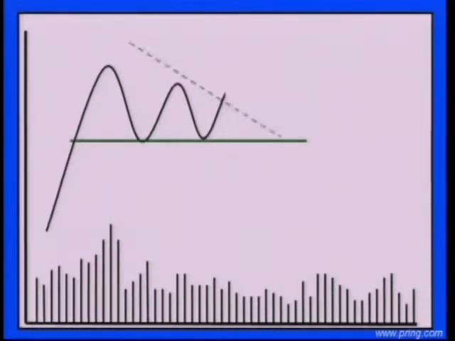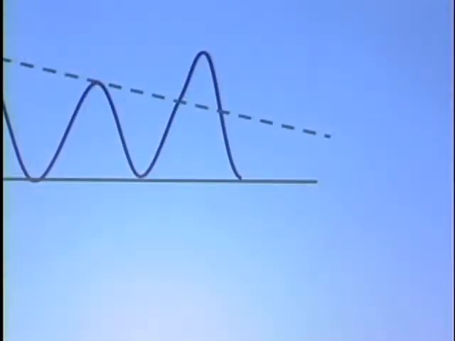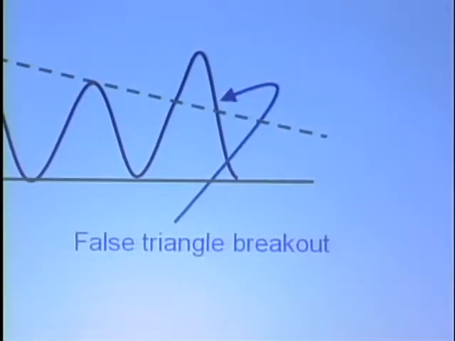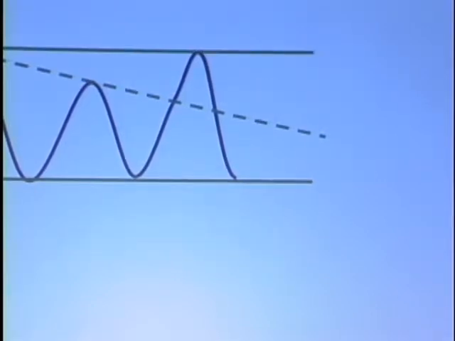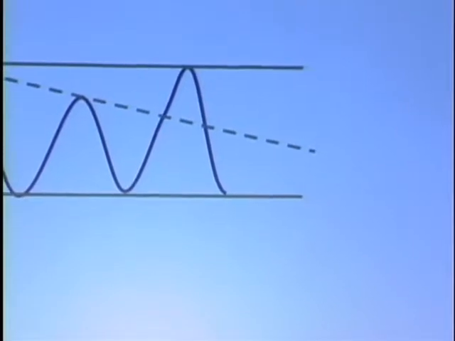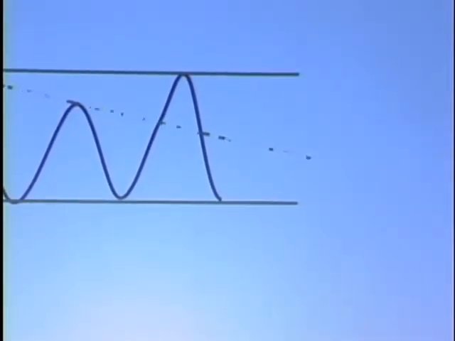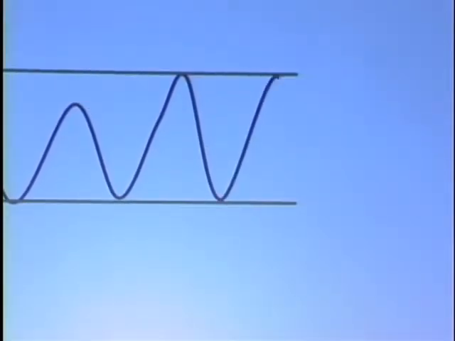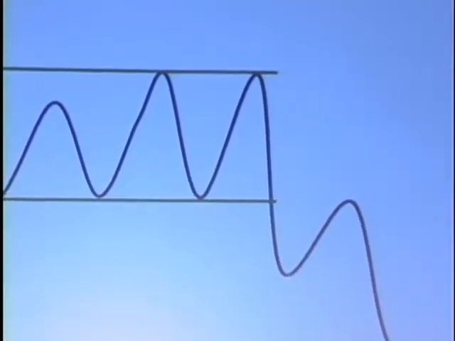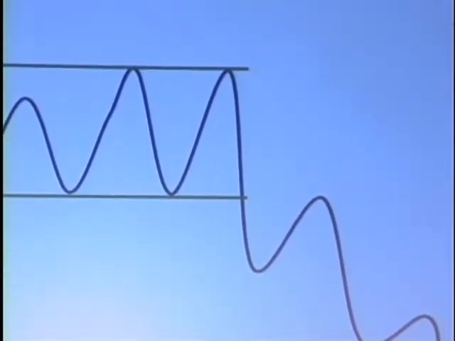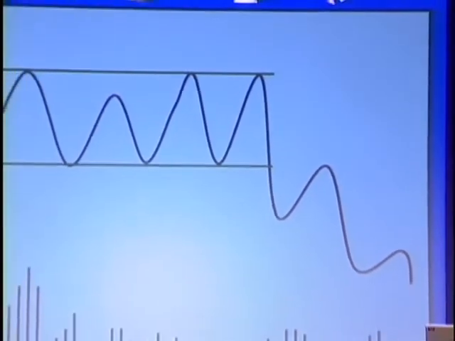Here we see another right-angled triangle. And again, we can draw the downtrend line. We draw it with a dashed line. We see the breakout. But what happens is the price breaks out and pulls back again. And so it's a false triangle breakout. And what happens sometimes is these triangles actually turn out to be rectangles. In this case here, we see the formation of a rectangle and a breakout to the downside. So you have to be on the lookout for the fact that rectangles will sometimes start off as triangles.